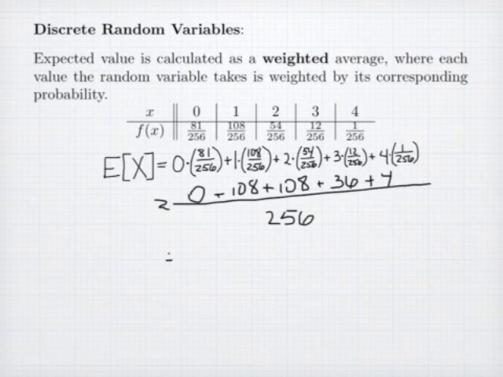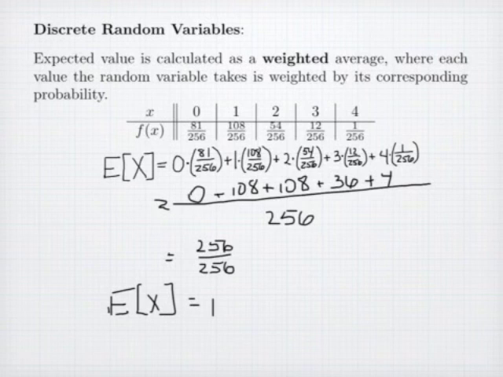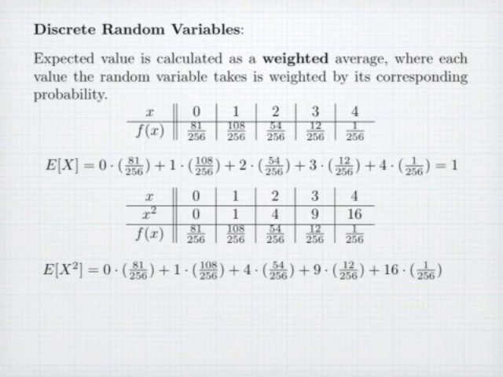The total is 256 over 256. That is, our expected value of x is the number 1. And if you compare that to the sample mean that we calculated in the last example, it was really, really close to 1. I think it was 1.02. So the expected value is the appropriate estimation for the sample average if I were to do the theoretical calculation. Now this idea extends to other functions of the random variable.